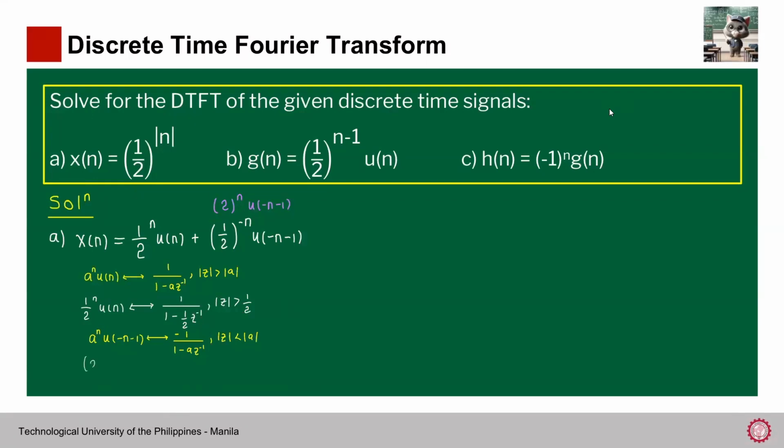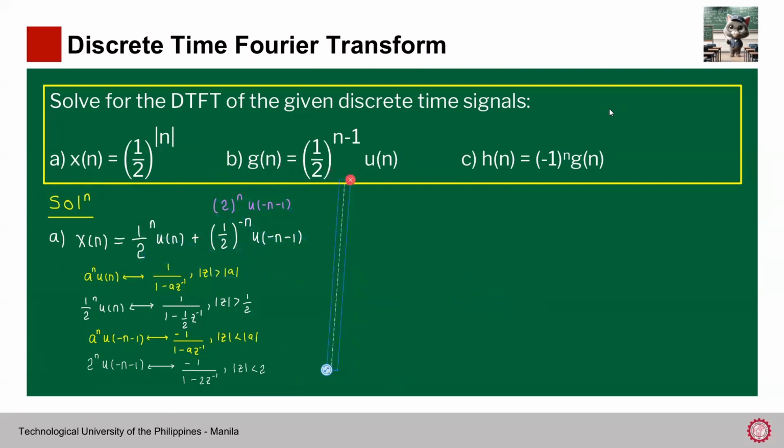So we have 2 raised to n, u of negative n minus 1. What will be the corresponding Z transform, guys? If you apply the formula, negative 1 all over 1 minus 2 Z raised to negative 1. For this one, the ROC is mod of Z is less than mod of 2, which is 2, basically.